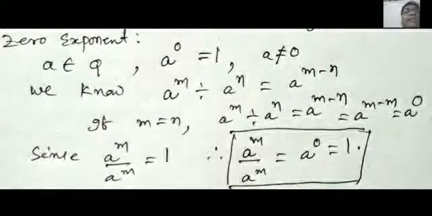Zero exponent. Let us take it here for understanding. Suppose a belongs to Q, as you know, the symbol of rational numbers. a to the power 0 is equal to 1, where the base a is not equal to 0.